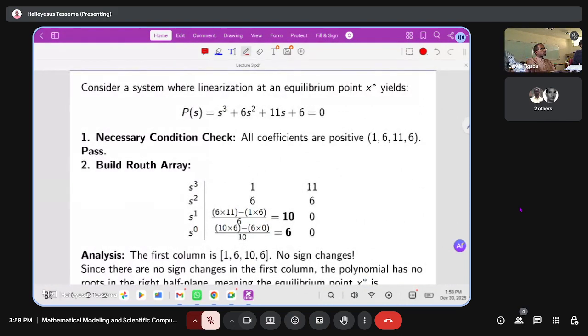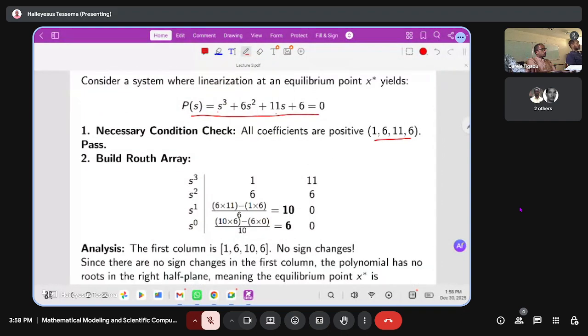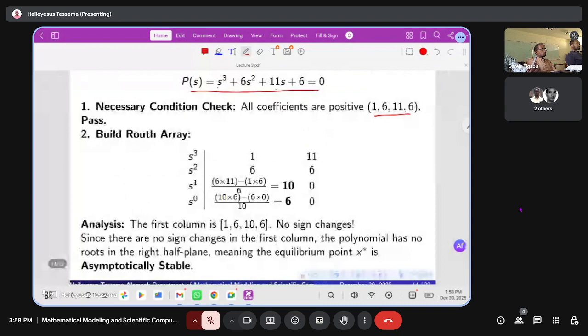Then you can take this example also, which is a polynomial of degree 3. The characteristic polynomial is this one after linearizing. The necessary condition is to check that all the coefficients are positive. You can see 1, 6, 11, and 6, they are all positive, so they pass the first criterion. You can construct the Routh array: degree 3, degree 2, degree 1, degree 0. Here you put 1, then jump one and write 11, and the other one 6, and one jump, and the other one 6.